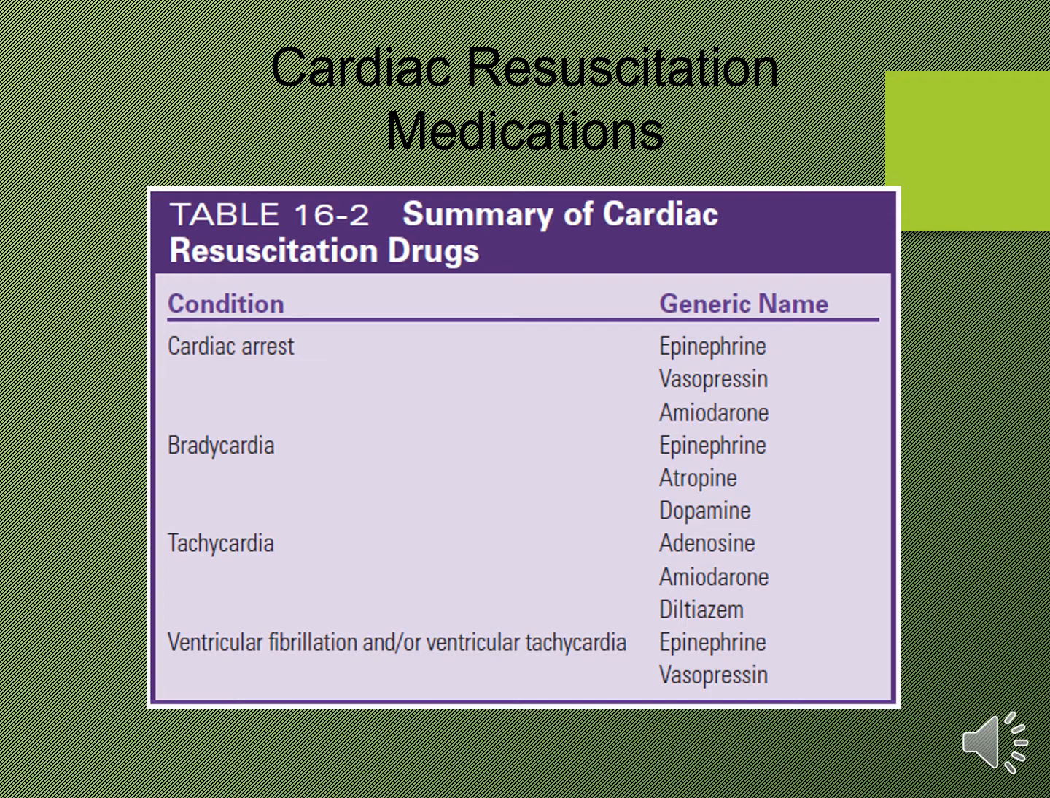Keep in mind, they may also give vasopressin and amiodarone for cardiac arrest. For bradycardia, that's slow heart rate, epinephrine, atropine, and dopamine. And if the patient has tachycardia, that rapid heartbeat, it will be adenosine, amiodarone, and diltiazem. I don't think I said that right, but you get the picture. And then for VFib and VTach, epinephrine and vasopressin. So all kinds of different things here, but you can see epinephrine is basically indicated in all these cases except for tachycardia.